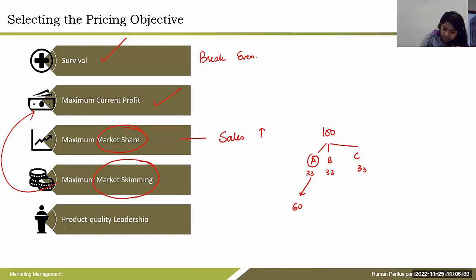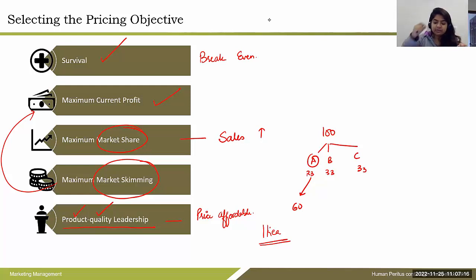Again, product quality leadership. Product is also good, quality is also good, and price is also affordable. Okay. The only example that I think or I feel for product quality leadership is IKEA. They have good quality products also and they're very value for money. Okay. So this is called product quality leadership. So first you have to decide which is your objective. Depending on your objective, you will decide on a strategy.